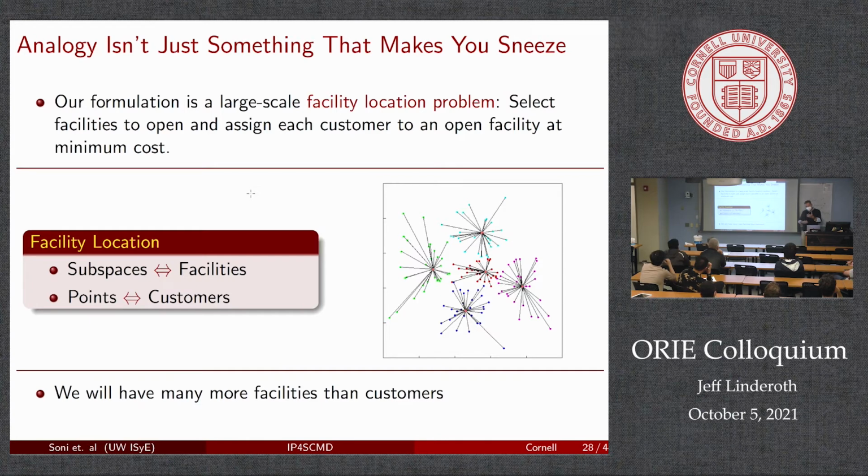Maybe it's a little bit different in the sense that, at least the facility location problems I have worked on tend to have a lot more customers than facilities. But here, it's going to be the opposite. We're going to probably try to solve problems that have more candidate subspaces, more facilities than customers. It's just that we won't open so many of those facilities. And so that's the difference.